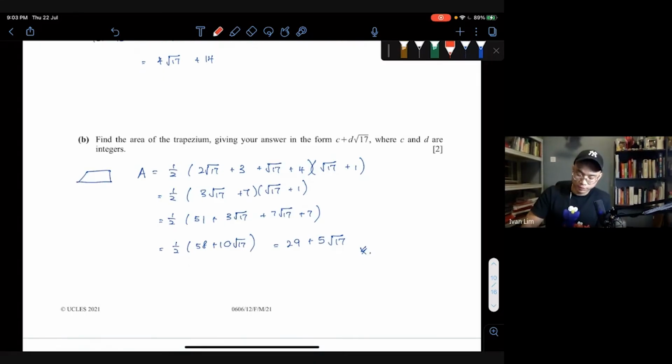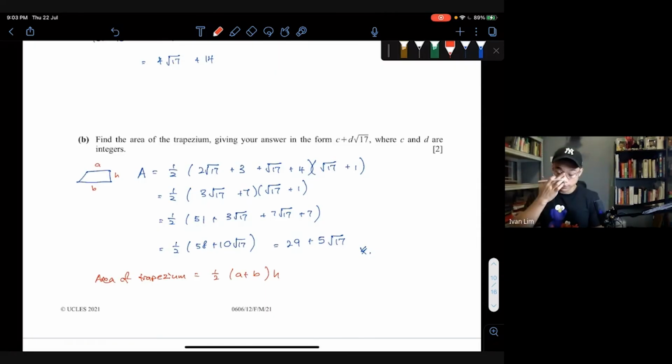Okay, so the area of a trapezium, if you are unsure, is equal to, if this is A, this is B, this is the height, half times A plus B times height. This is what I'm using here, based on the trapezium value above.